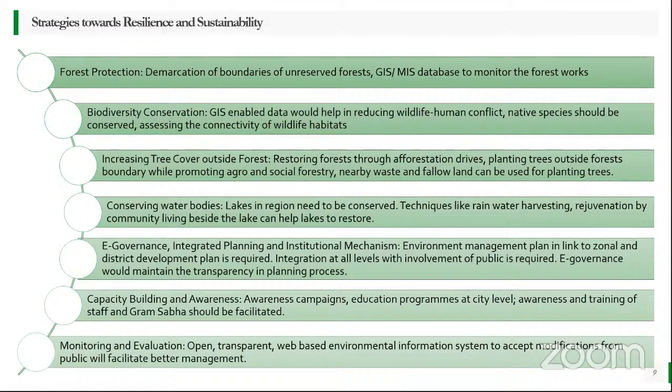Then e-governance and integrated planning can be done through an environment management plan and setting up of committees, with an environment manager at all levels involving the public. And e-governance could help in maintaining transparency in the planning process. Then capacity building, like awareness campaigns and education programs at city level, and awareness programs for staff and Gram Sabha should be facilitated. Then monitoring and evaluation, like an open, transparent and web-based environment information system, can be done so that the modifications can help in facilitating better management.